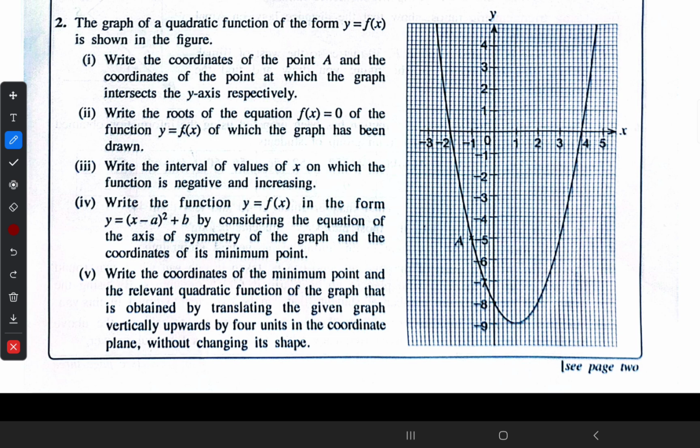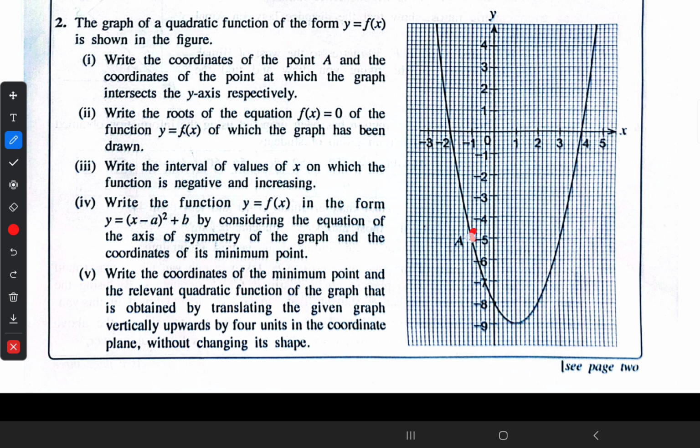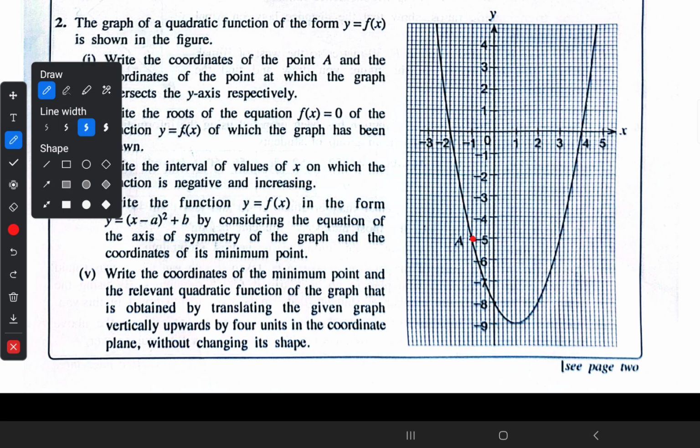Okay, write the coordinates of point A. Where is our point A? This is the point A denoted on this diagram. Write the coordinates of point A and the coordinates of the point where the graph intersects the y-axis, respectively. First of all, what do we need to do? We have to write the coordinates of point A.